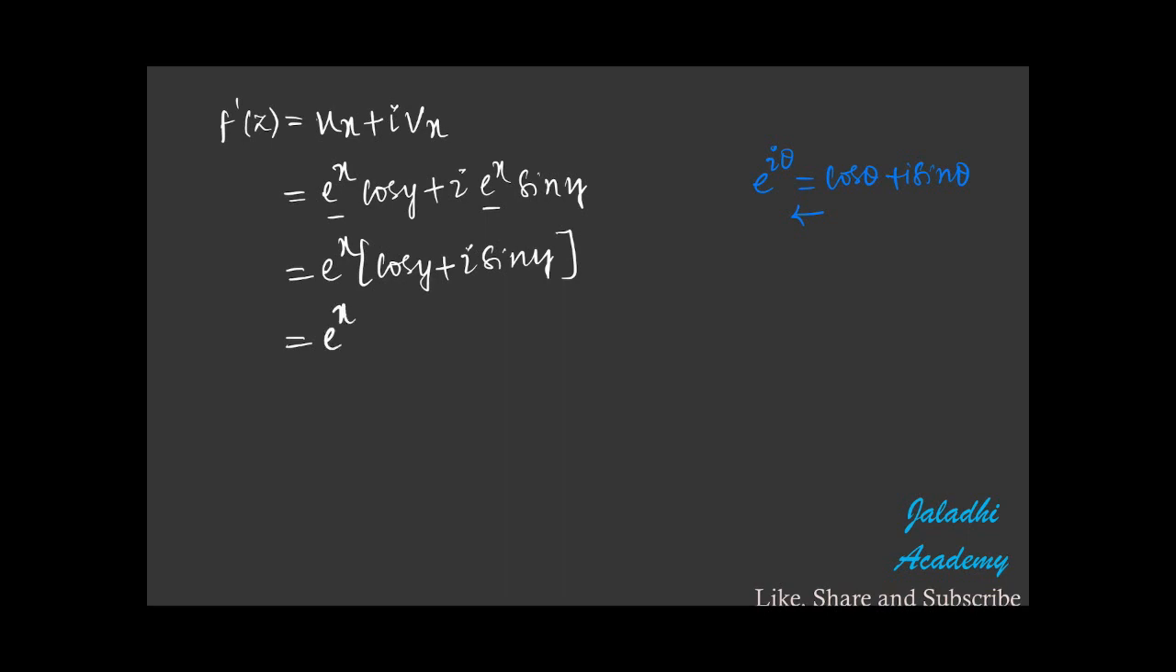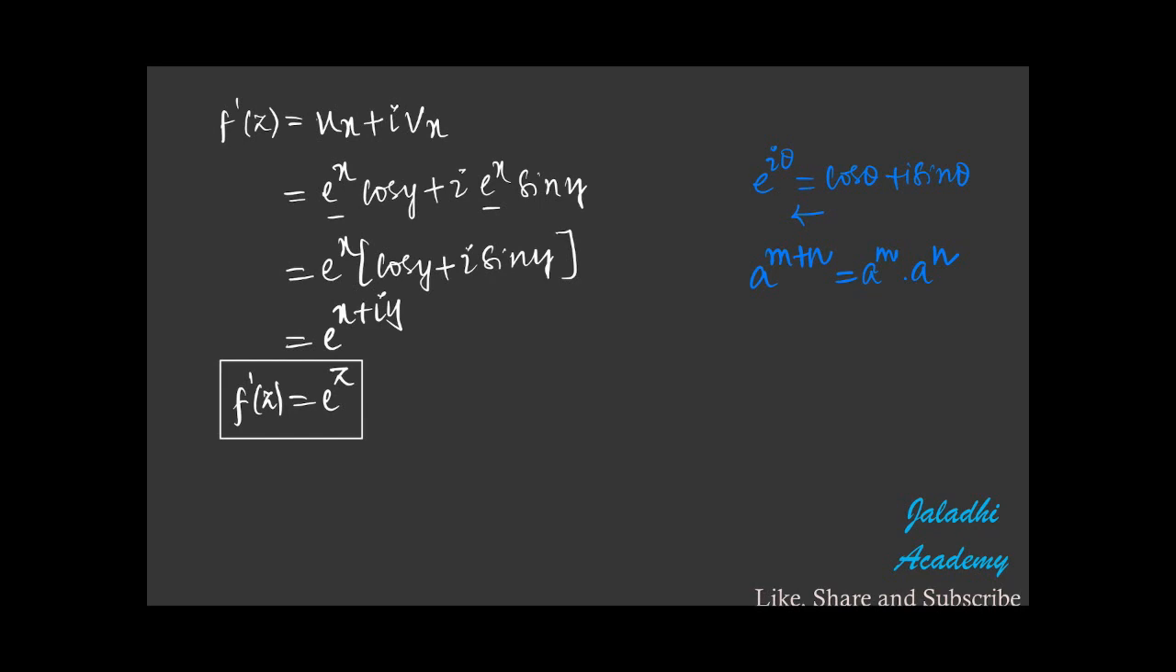So we can write it as e power x plus iy. Together we applied the law of indices, that is a power m plus n is equal to, what is the law of indices? a power m plus n is equal to a power m into a power n. By applying this, we'll get e power x plus iy. So again, x plus iy is z, and substituting back, we got f dash of z is equal to e power z.